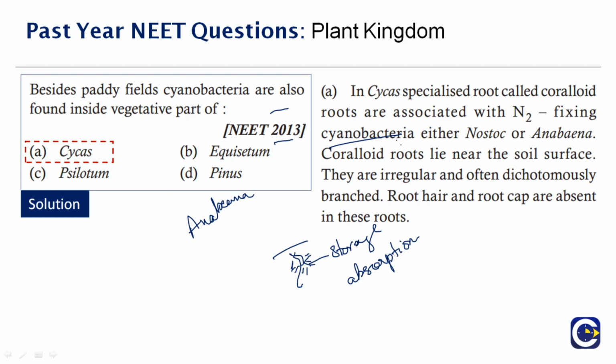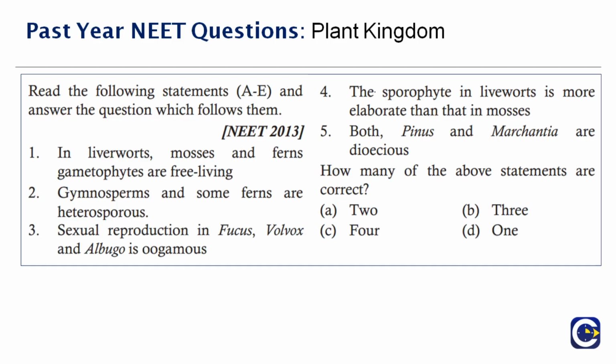Now let's move to the next question. Again, this question is similar to the earlier one that we saw. You have to read the statements and answer the questions which follow them. Here, we will go statement by statement. First one: in liverworts, mosses and ferns, gametophytes are free living.